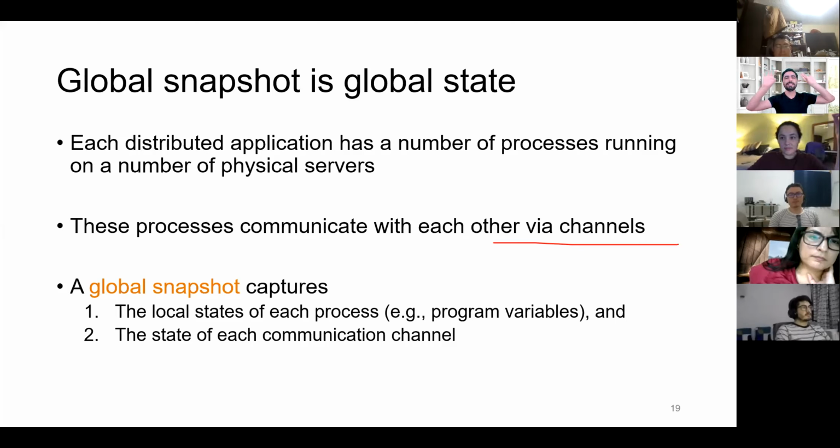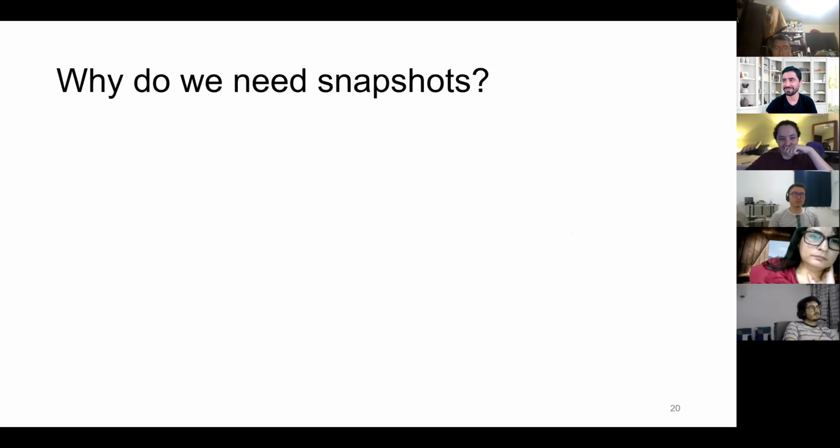So if you capture the state of process A, process B, you also make sure you're capturing the state of the channels, because, remember, we considered there are unidirectional channels between these two processes. That means there are some messages or packets going from process A to B, and some messages going from process B to A. I use my hands a lot, so sorry.